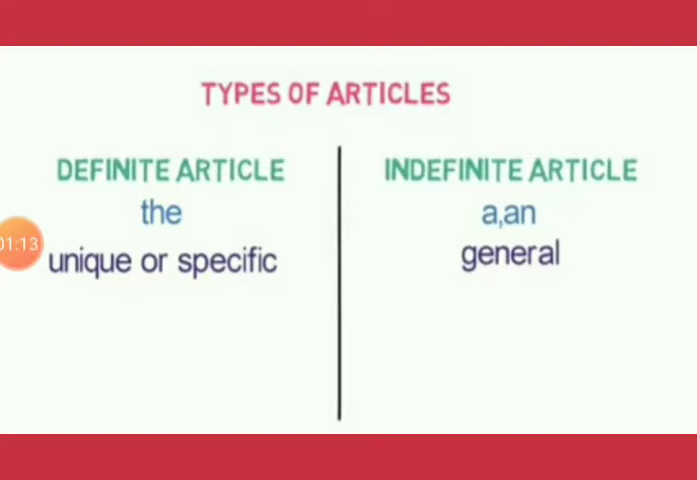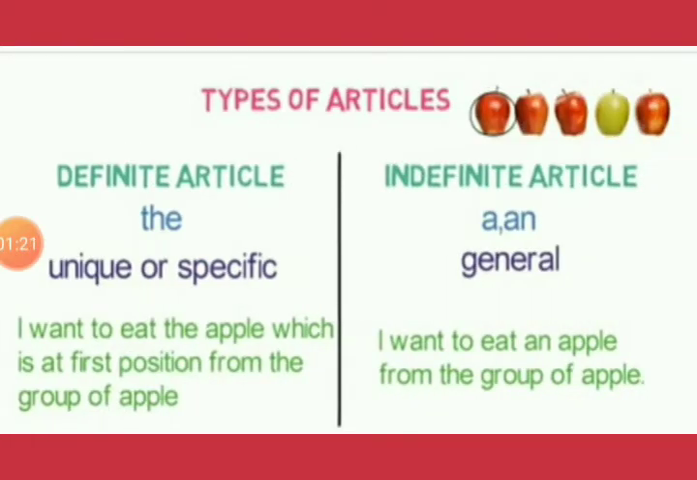Indefinite articles are a, an. They talk about things in general. I will give you some examples. Here is a group of apples. For the indefinite article, I want to eat an apple from the group of apples. In that, an apple means, in general, I want to eat any one of them from the group.